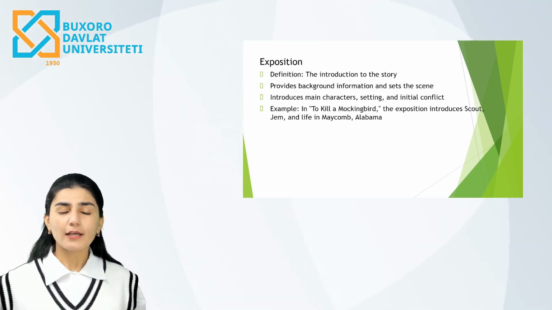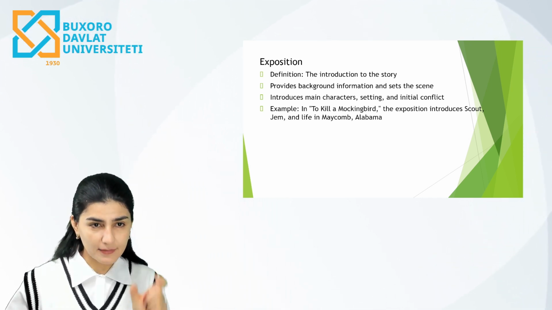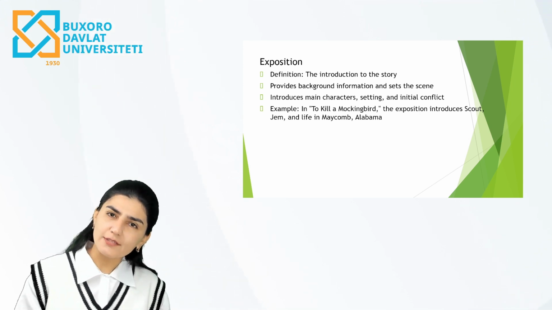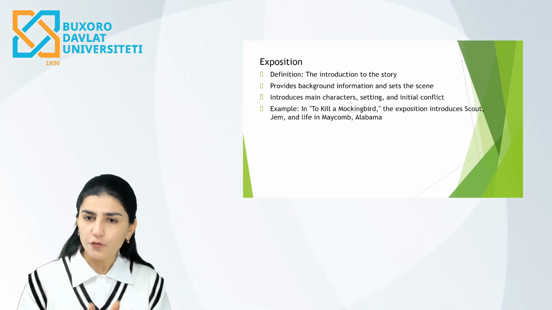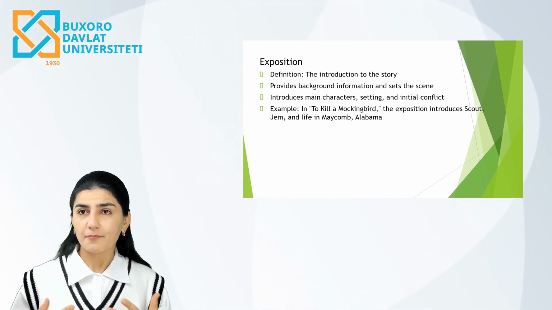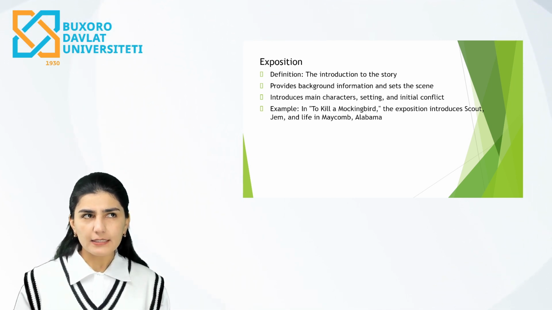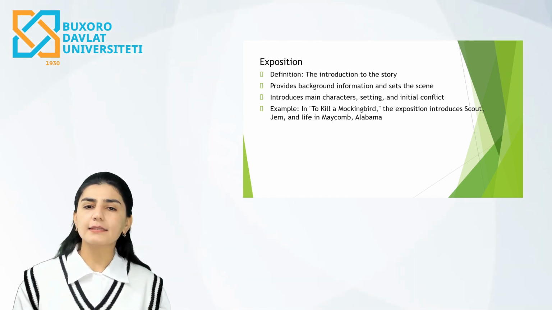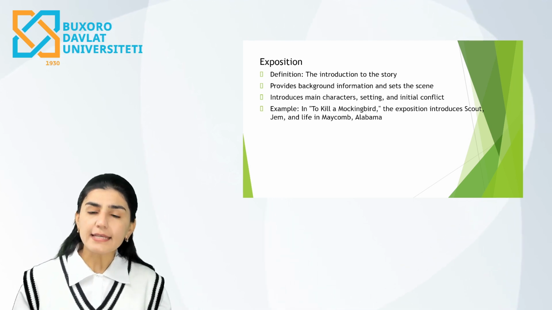First of all, we will start with exposition. What is exposition? We can say that exposition is the introduction to the story. It is given at the beginning of a literary work. It provides background information and sets the main scene. And of course, exposition includes 2 main things: characters and setting. And sometimes it shows the initial conflict.